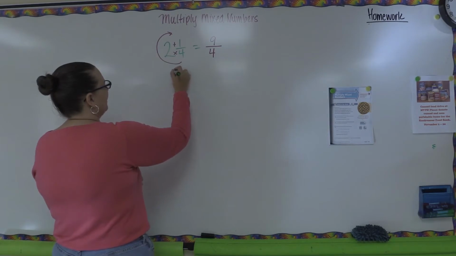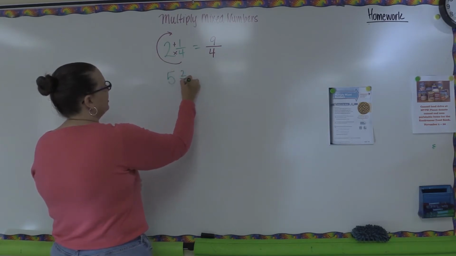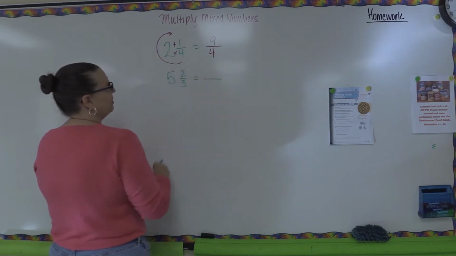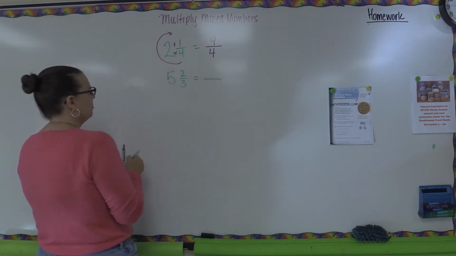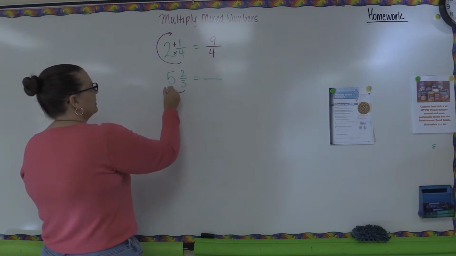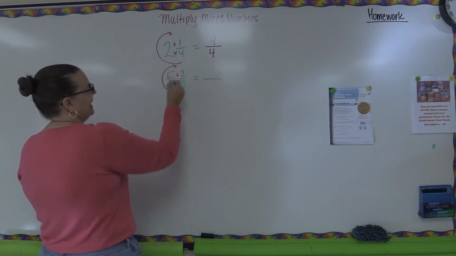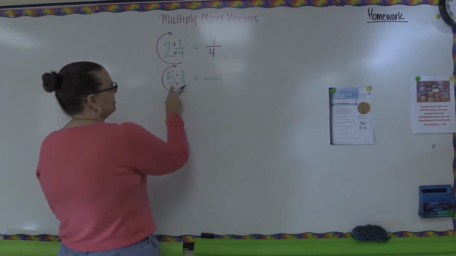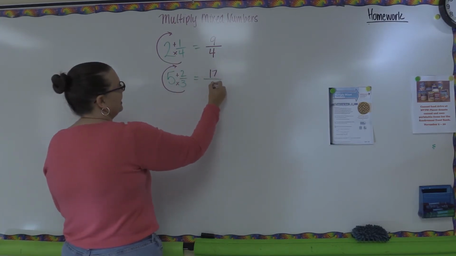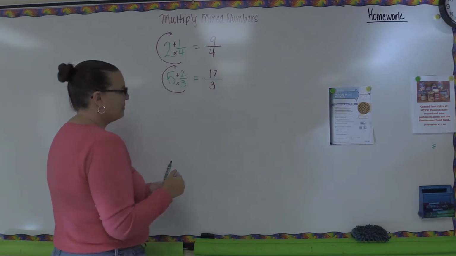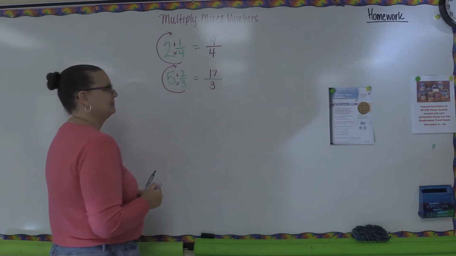If we have 5 2/3, and we're going to change it into an improper fraction where the numerator is larger than the denominator, we're going to be working again clockwise around this number. We're going to multiply here. We're going to add here. So 3 times 5 is 15. 15 plus 2 is 17. And you have turned that back into an improper fraction.